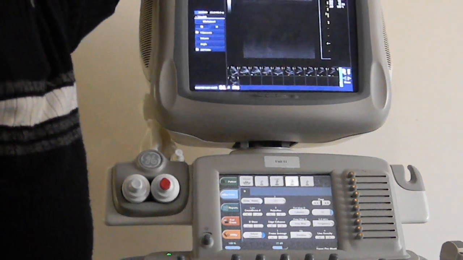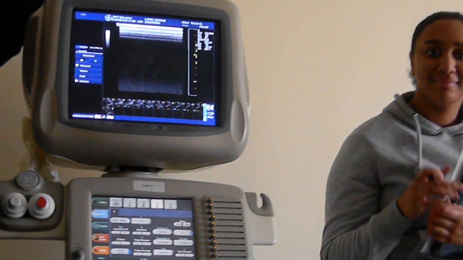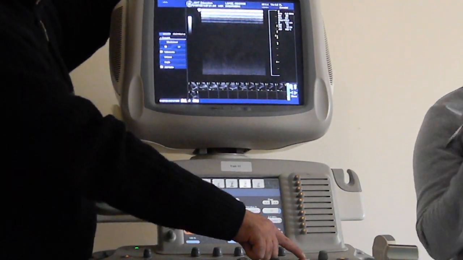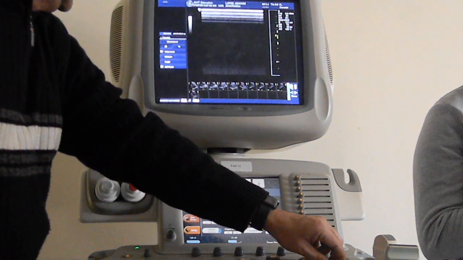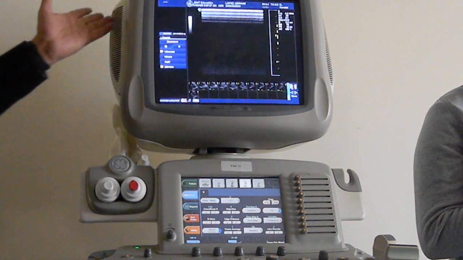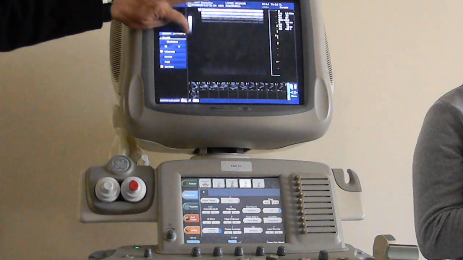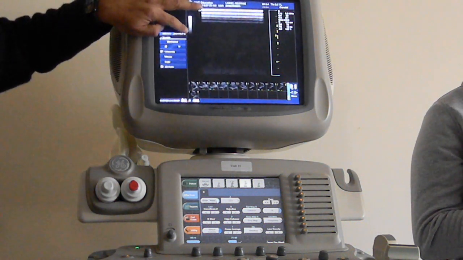Now, what's the next one? Color flow. Okay, guys, I showed you this one yesterday. Color flow, and this one here. Now, before I go from B mode into color flow, I want you to look at this. This is what we call your gray map.